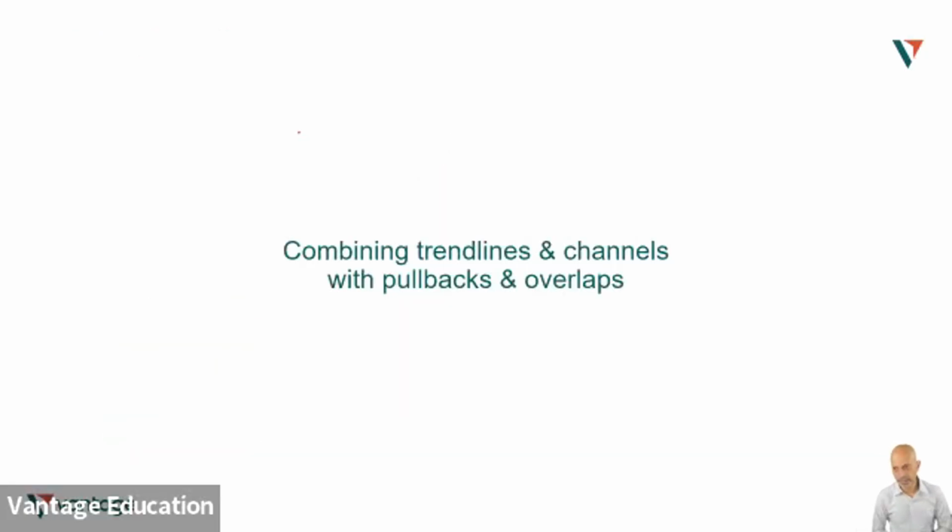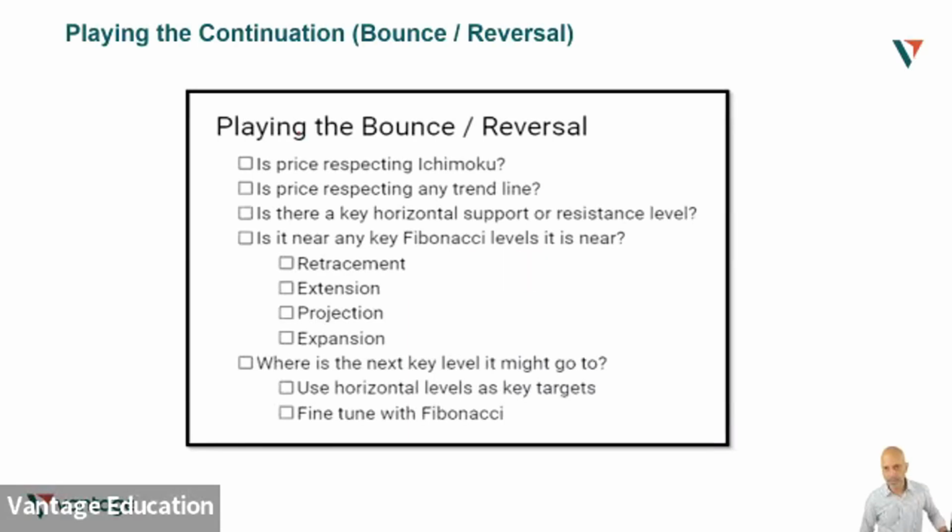Now we're going to combine trend lines and channels with pullbacks and overlaps. Right, so why is that important? Because it enables us to identify bullish and bearish reversal setups. We're looking for trade reversal setups to enable us to play the continuation, whether it's a bullish bounce or a bearish reversal.